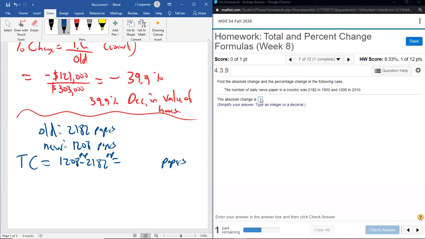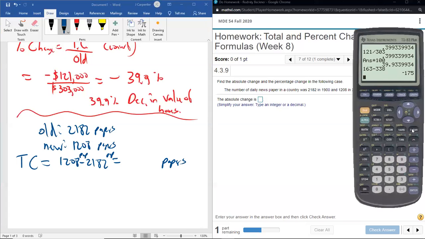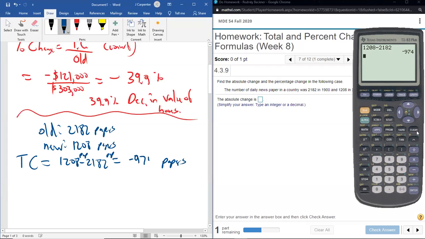And yeah, these absolute changes, they're just not putting units anywhere. Not a big fan of that once again, but I won't say anything past it now. So you do your 1208, you subtract your 2182, you get negative 974. So almost 1,000 papers in a decrease.